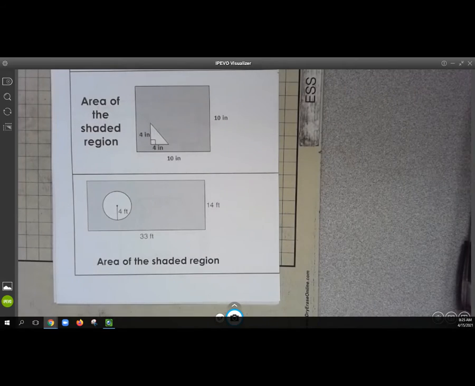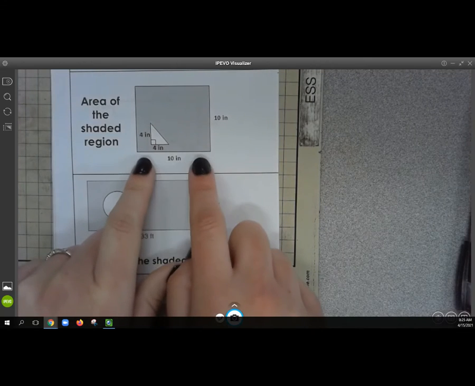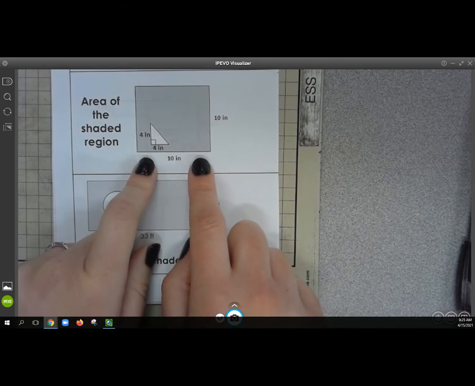Hey everybody, today we're going to be looking at finding the area of composite figures, something we've done a little bit in the past with circles, but we're going to take it a little bit further with some different shapes today. So in this figure here, we can see that we need to find the area of the shaded region.